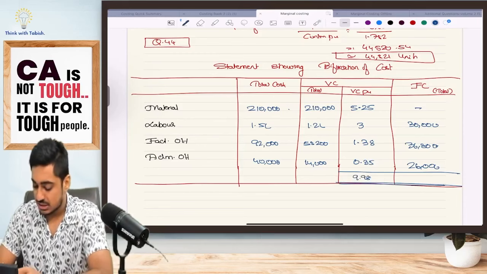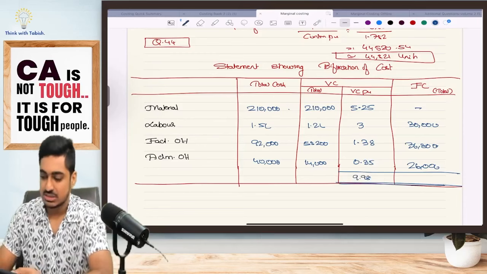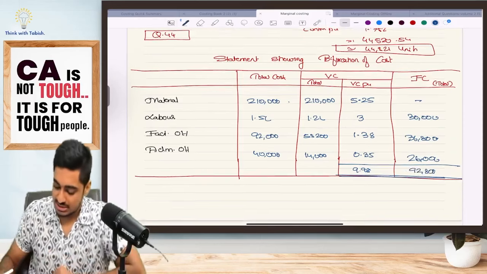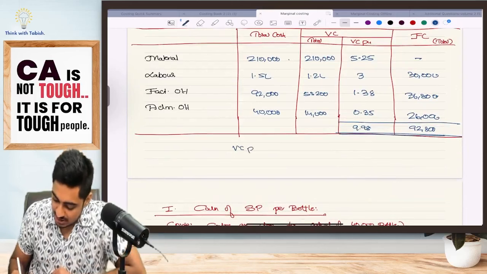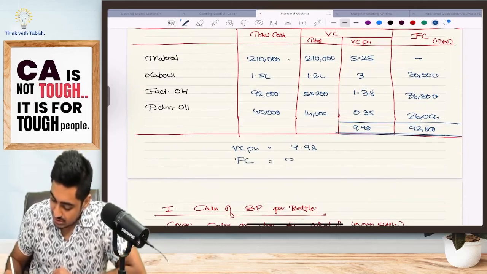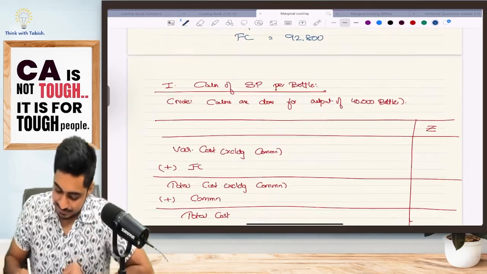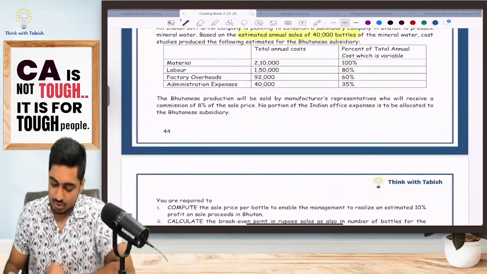Fixed cost is 30,000 plus 36,800 plus 26,000, which is going to be 92,800. Yes or no? Over. Story over, students. This is all I have to do. That means my variable cost per unit right now is 9.98. Fixed cost in total is 92,800. Once this is clear, anything in the world we can do. Simple. Okay, so now let me read more.